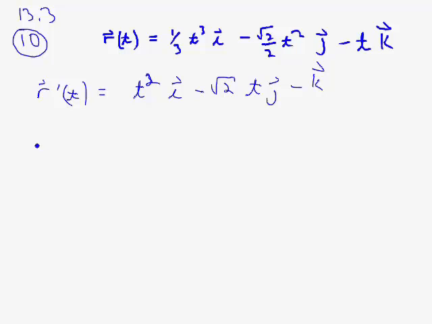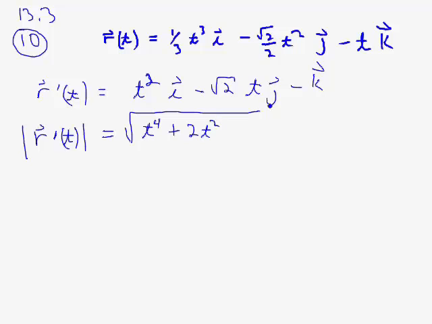And I need the magnitude of r prime of t as well. So the magnitude of r prime of t is going to be given by the square root of t to the fourth, this guy squared, plus this guy squared, which would be plus 2t squared plus 1. And to make our lives much easier, let's simplify this as the square root of t squared plus 1 quantity squared, which is just t squared plus 1.